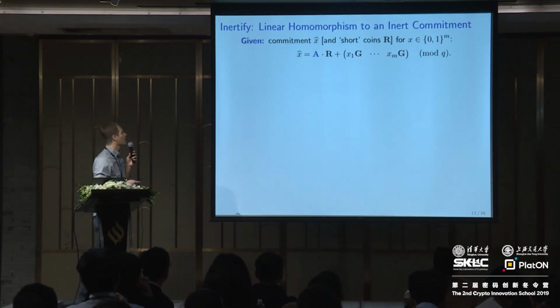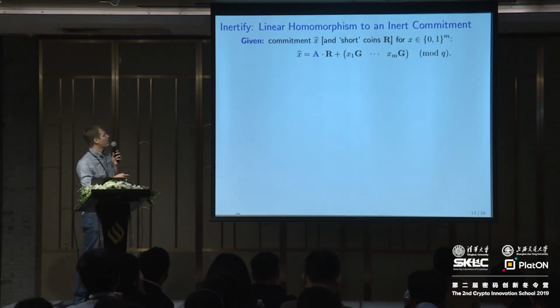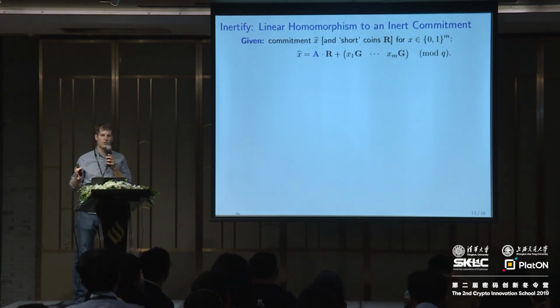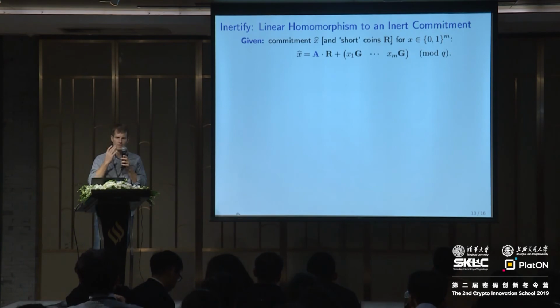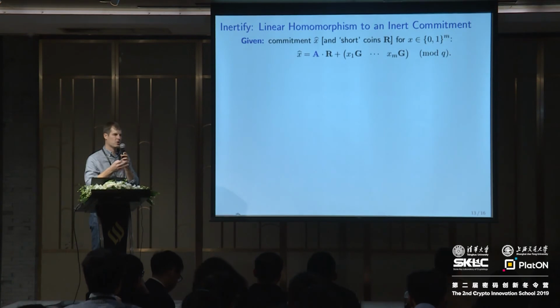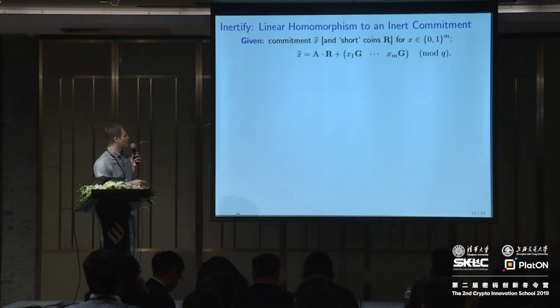Then basically the construction and proof will be complete. What inertify does is it allows us to convert a fully homomorphic commitment to an inert commitment, and in the process it also applies any linear function you want to the committed value. In this case we use the linear function g. So we start with a commitment to a string, and we end up with a commitment to g of that string. We are given this commitment x hat, this fully homomorphic commitment to x, and we may or may not have the corresponding coins for it.